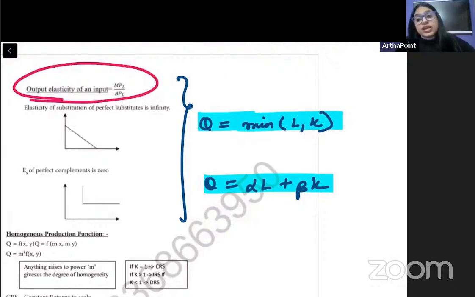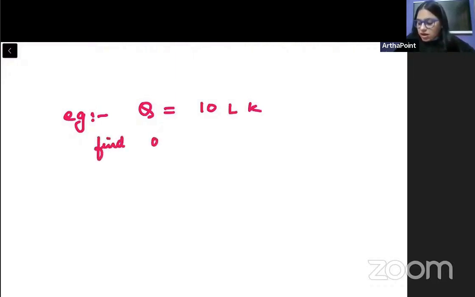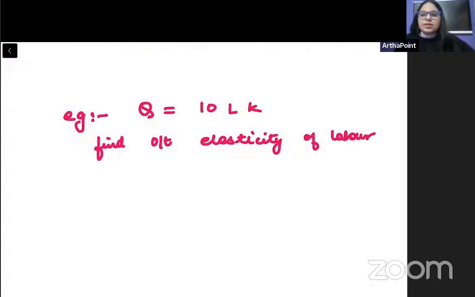Find output elasticity of input. Just for example, they give you a function like this. Q is equal to 10 LK. They're asking you find output elasticity of labor. हाँ बेटा, to do this question there are two ways, दो तरीके हैं इस क्वेश्चन को एड्रेस करने के.